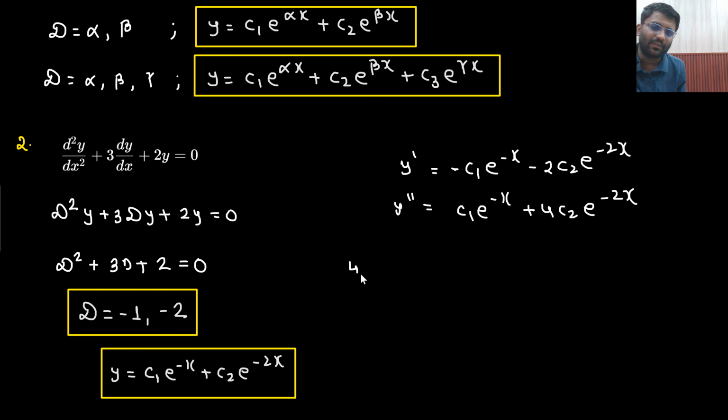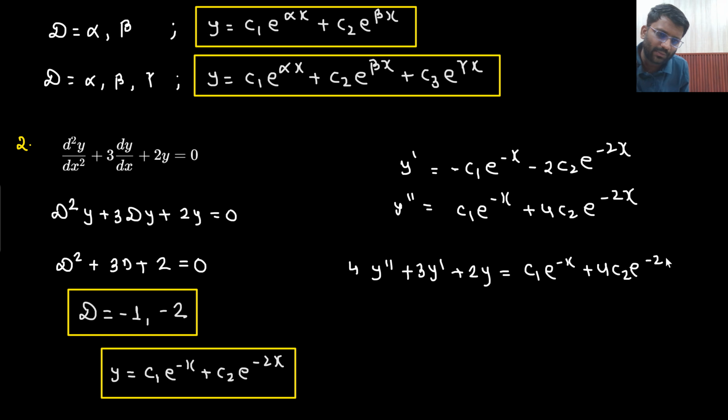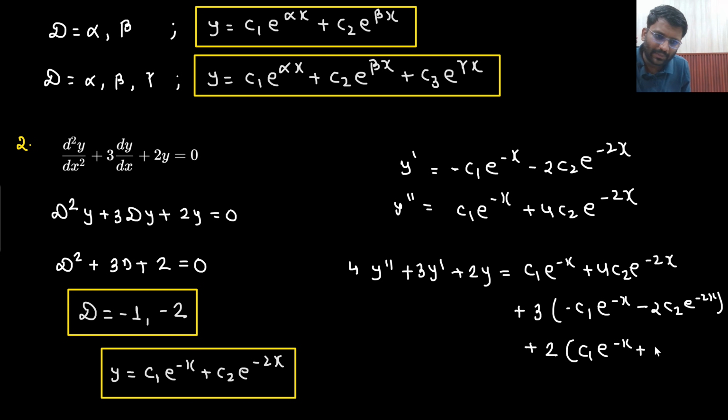Now you satisfy this equation. What is this equation? Differentiation of y 2 times, then 3 into differentiation of y, plus 2 into y. So what answer will you be getting? Differentiation of y 2 times will be c1 e to the power minus x plus 4 c2 e to the power minus 2x, plus 3 into, what is the value of y dash? The value of y dash is minus c1 e to the power minus x minus 2 c2 e to the power minus 2x, plus 2y. What is the value of y? The value of y is nothing but c1 e to the power minus x plus c2 e to the power minus 2x.